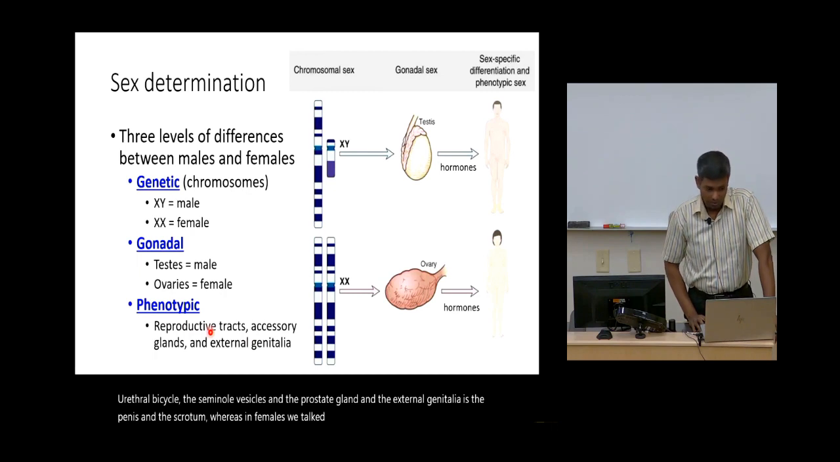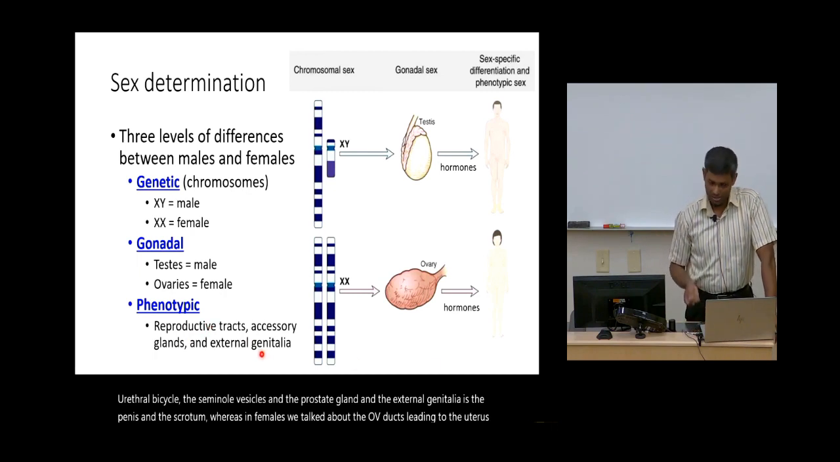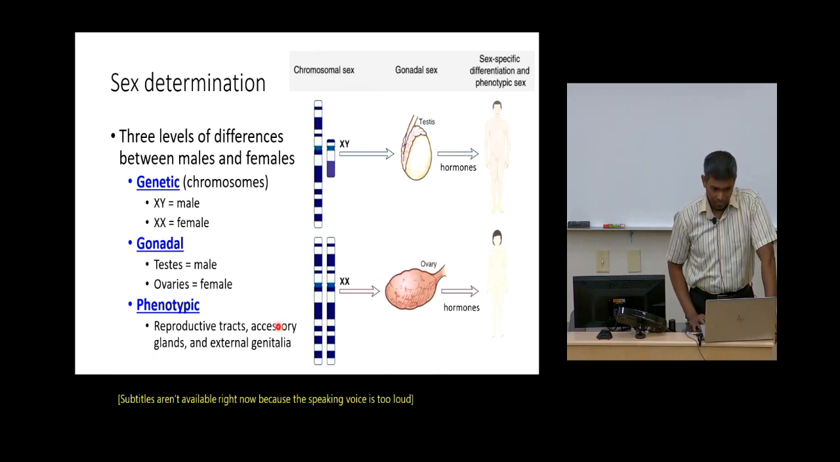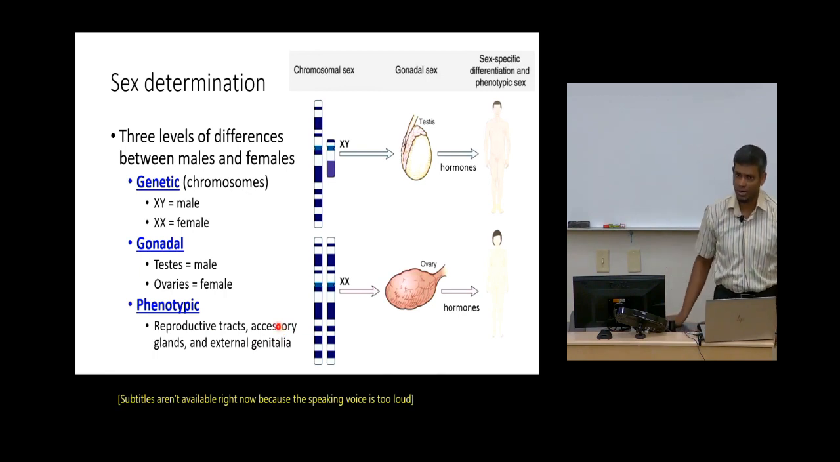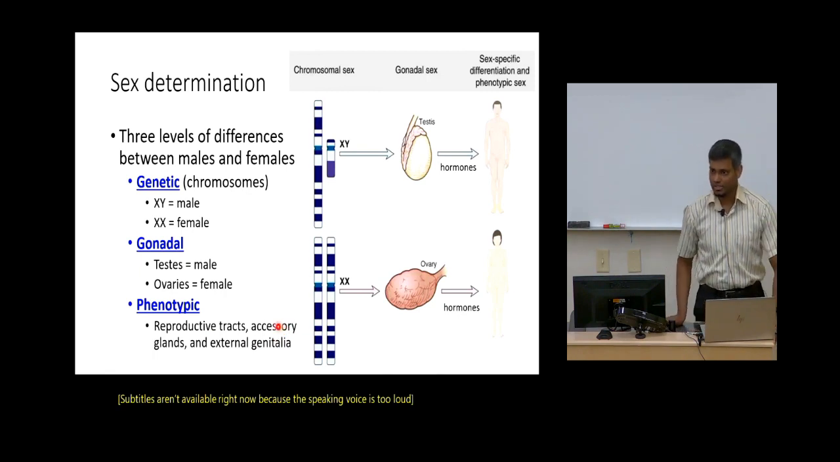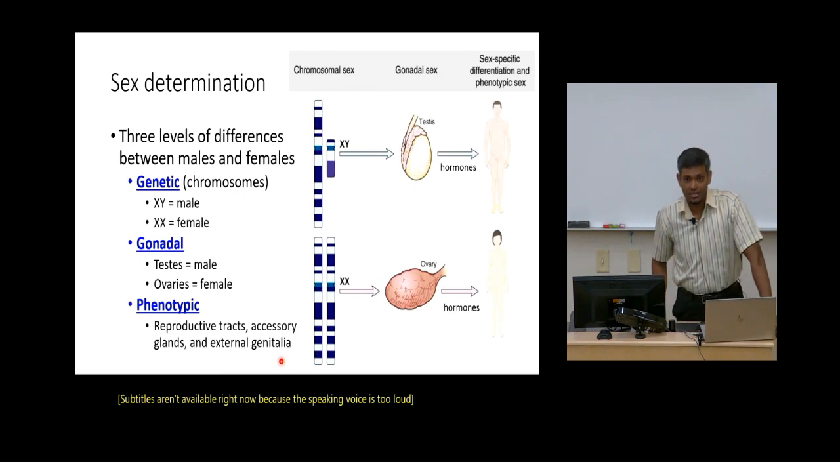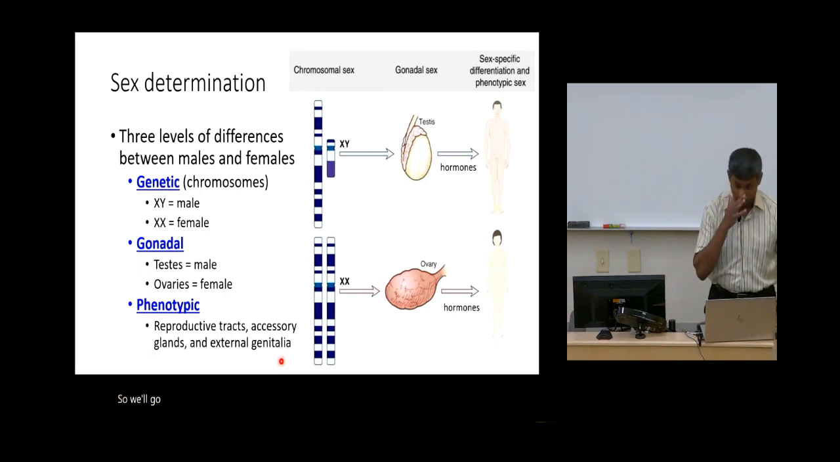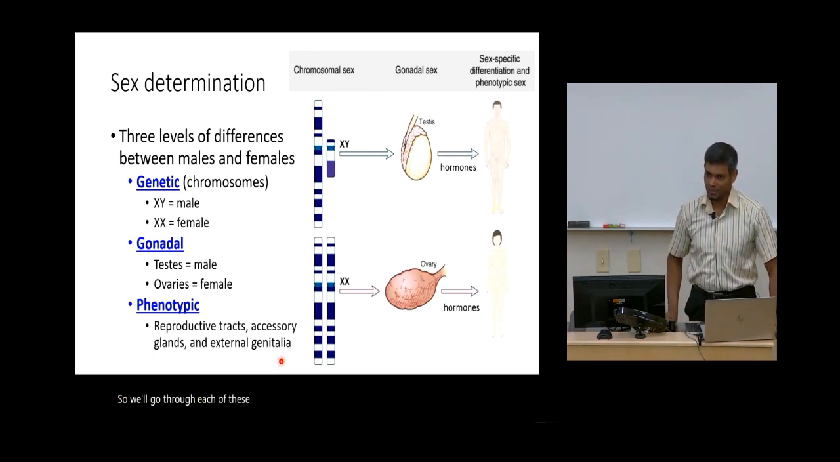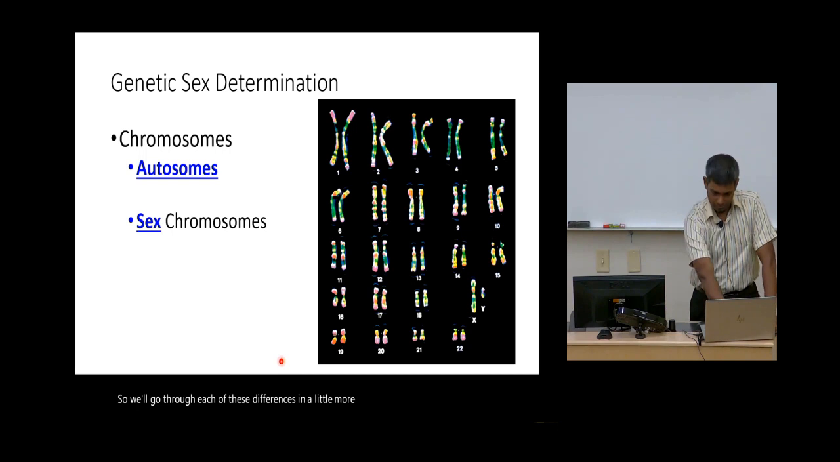Whereas in females, we talked about the oviducts leading to the uterus and the vagina. The accessory glands, we only talked about one: the greater vestibular gland in females, and also the mammary glands. And external genitalia includes the labia minora, majora, and also the clitoris in females. So we'll go through each of these differences in a little more detail.